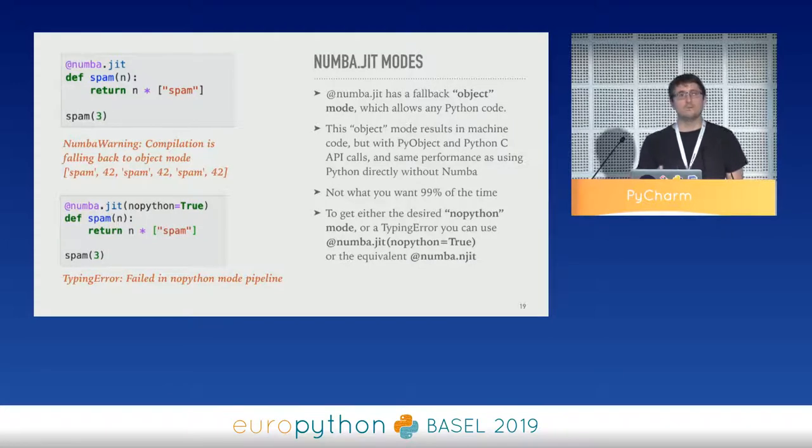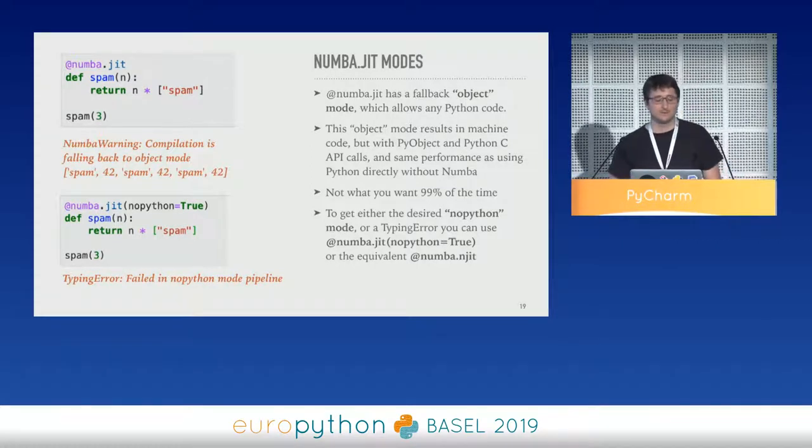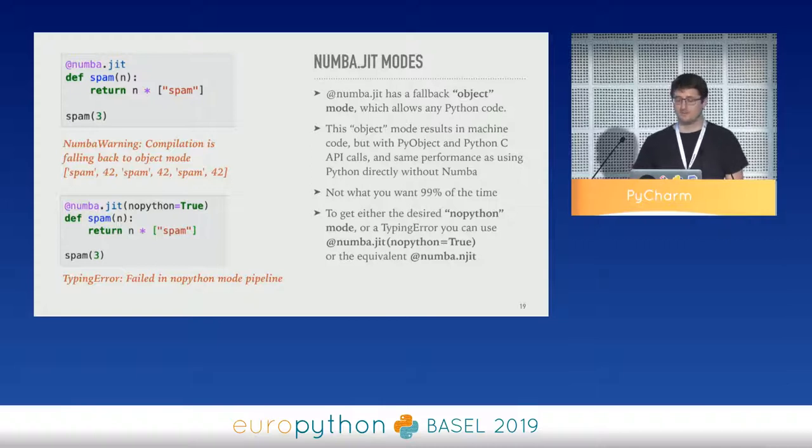And to make it more obvious, when you write functions which cannot be compiled efficiently, you can use nopython=True, and then you will directly get a typing error saying failed to compile in nopython mode. And there's a shortcut, because typing numba.jit nopython=True is long, you can also type numba.njit.